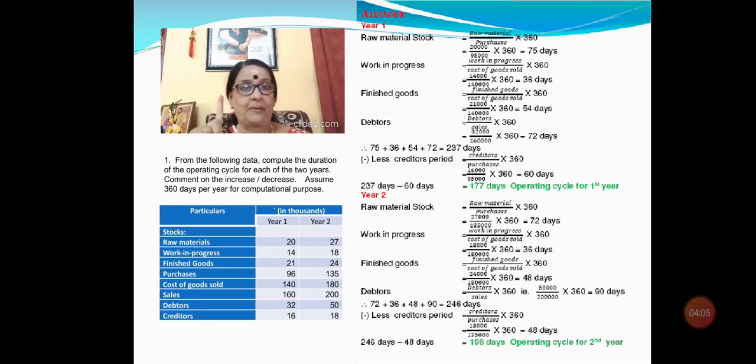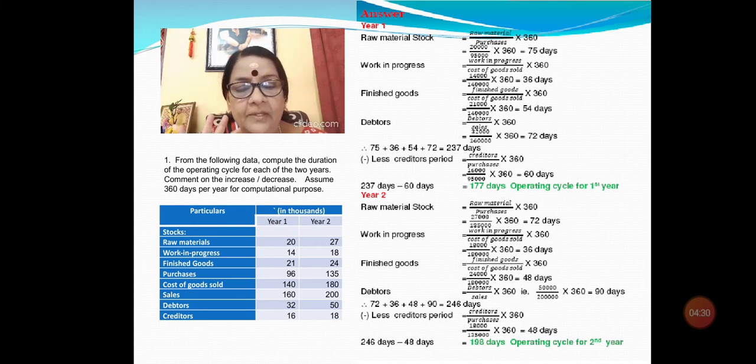All of you take the first problem in the PowerPoint. First problem, that is finding out the operating cycle of the firm. They have given 2 years of details regarding stock, purchases, cost of goods sold, sales, everything is given. I will give you the answer for the first year. The second year you can do yourself. Okay, so first year we can look into.